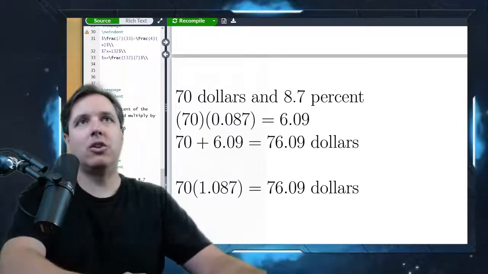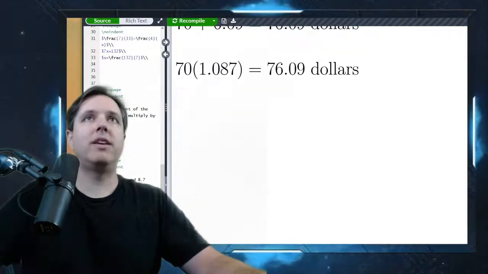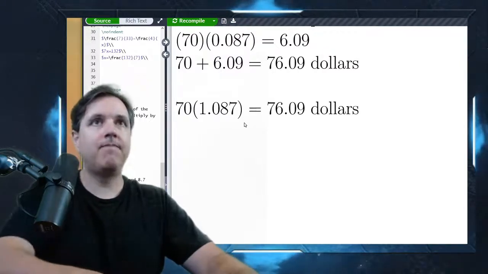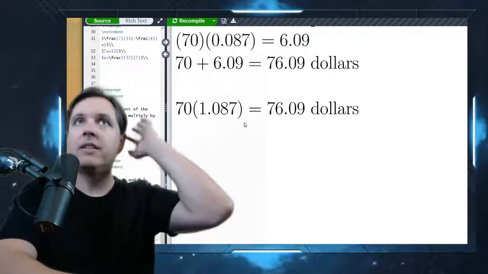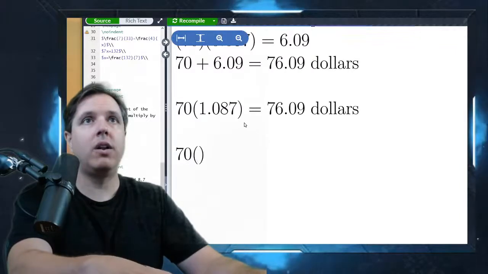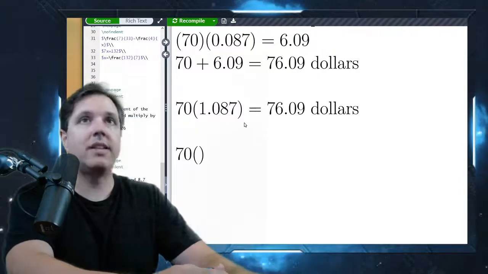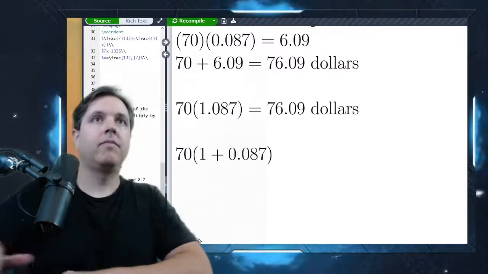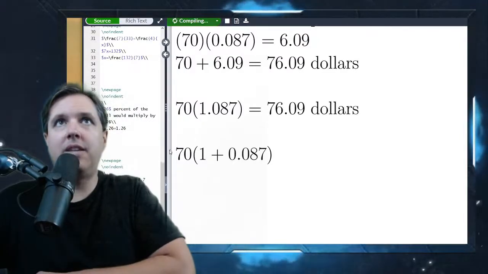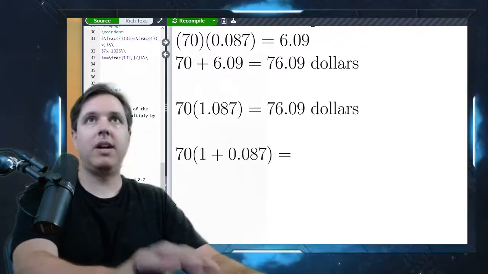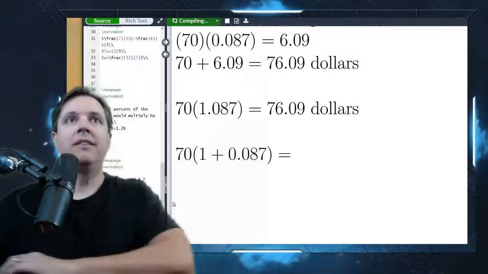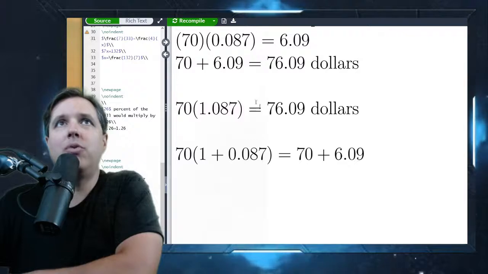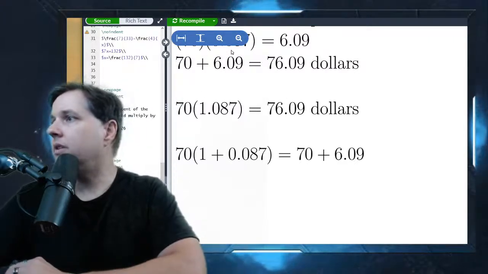Now, why does this work? Let's take a look at this. If we look at the last thing we have written there, this 70 times 1.087. Well, what is that? What's really going on there? Well, we've got 70 times 1.087 could be written as 1 plus 0.087, right? So what do we get when we multiply this in? We get 70 plus 6.09. So you can see 70 plus 6.09, that's just our calculation up here. So when we do it this way, we take care of in one step what took us 2 steps up here.